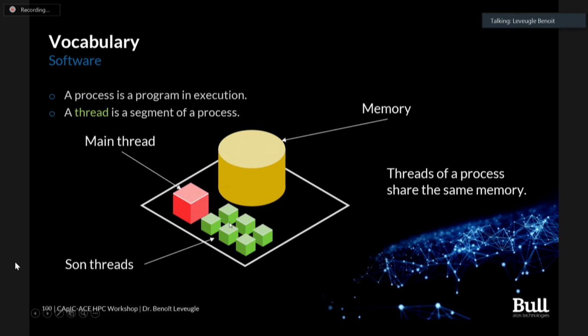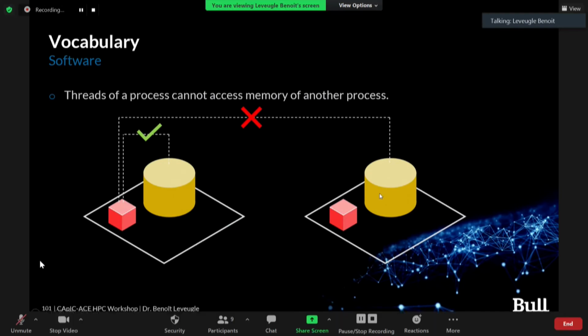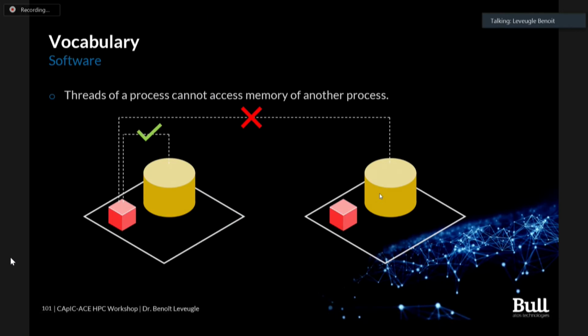So if I do a scientific calculation that is going to use one process spread into multiple threads, the threads have access to the same memory, all of them. So they can directly access the same memory. However, a thread of a process cannot access the memory of another process. Impossible. Of course, for security reasons. So my thread here can access the process memory, but I cannot access the memory of another process.